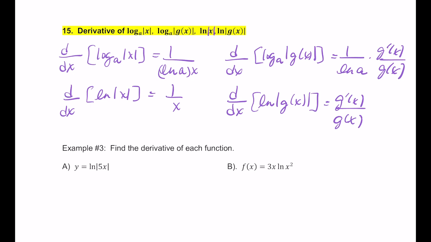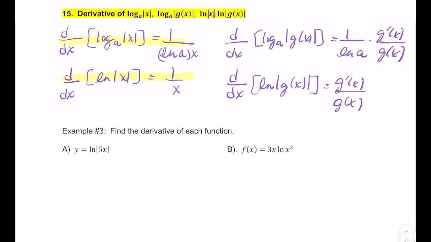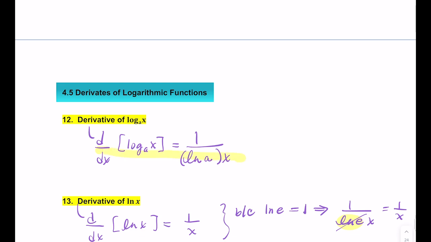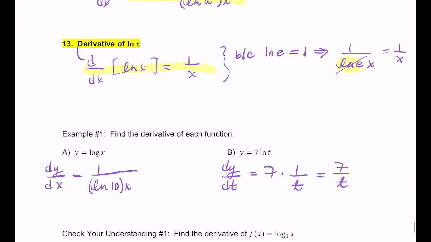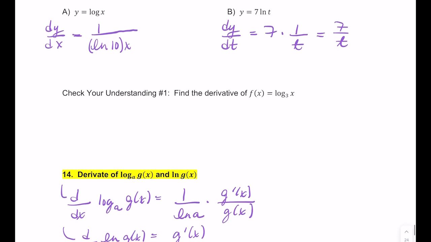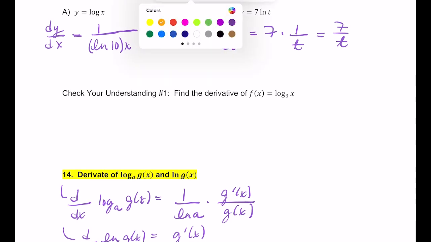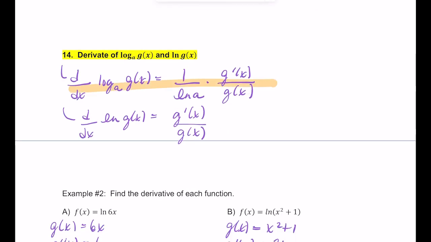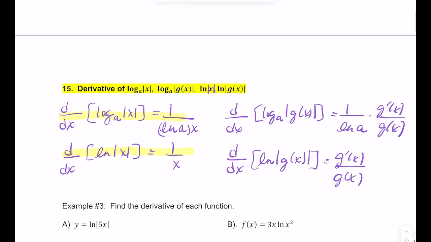So those formulas are the same, right? We've got these two here, which are the same as the first two we learned. And then you've got these two here, which are the same as those two. So the absolute value makes no difference on finding the derivative if you see expressions written with absolute values when taking the log or the natural log.